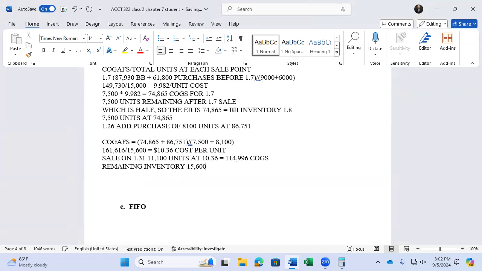With 15,600 minus 11,100. And so that equals 4,500. So we take the 4,500, we multiply it by 10.36. And that should be equal to 46,620. We can also get to that by backing into the number. If you take the 161,616 and you subtract out the 114,996, it should still give you 46,620.